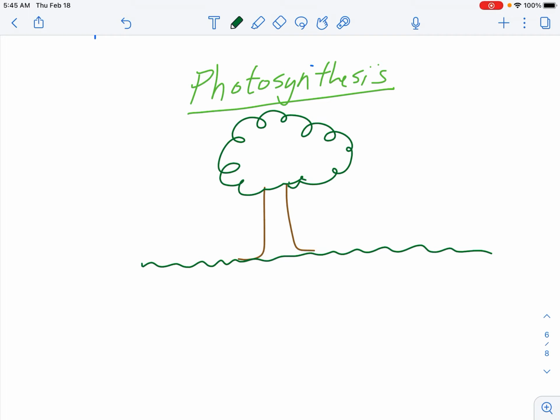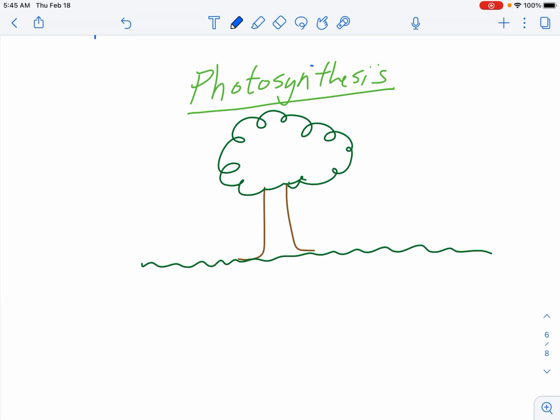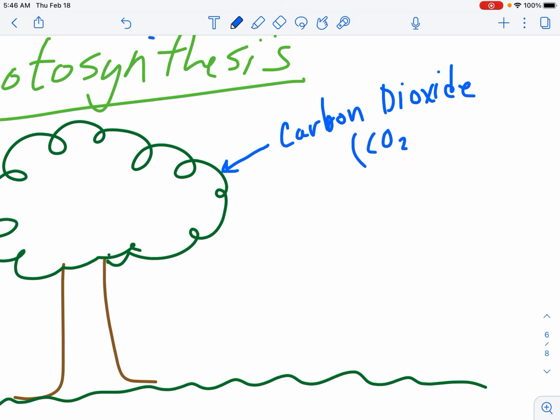So for photosynthesis to occur, the tree needs some things. It needs those raw materials. And so it's going to start with carbon dioxide. And that carbon dioxide is going to be absorbed through the leaves. So we'll just write the words carbon dioxide and draw an arrow going into the leaves. Remember that the formula for carbon dioxide is CO2. I didn't put those in the last one.